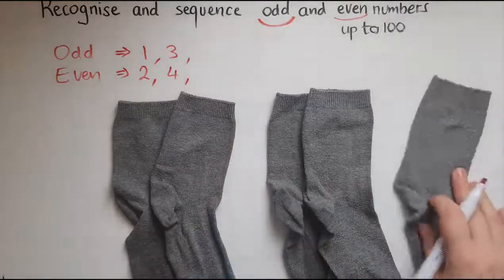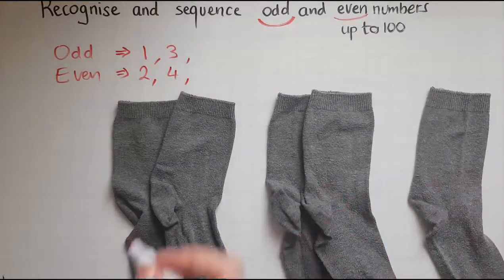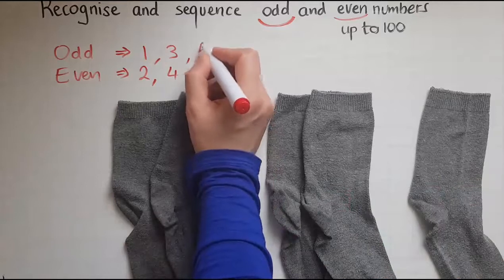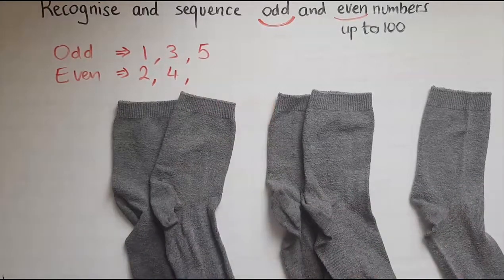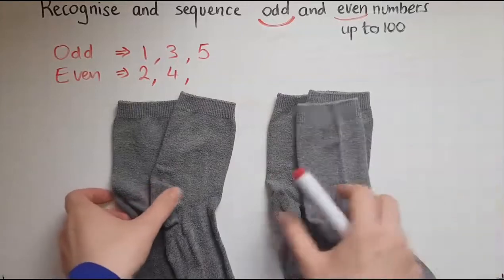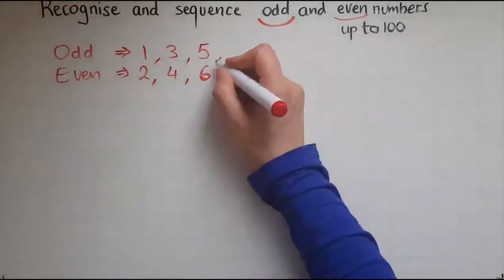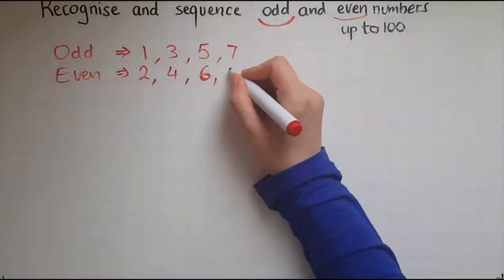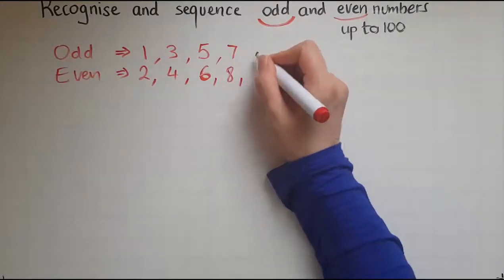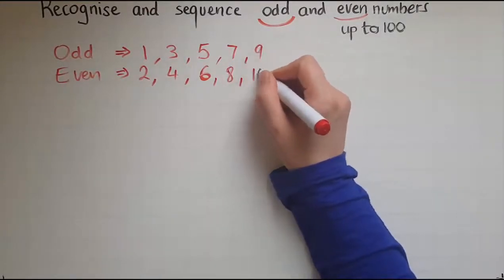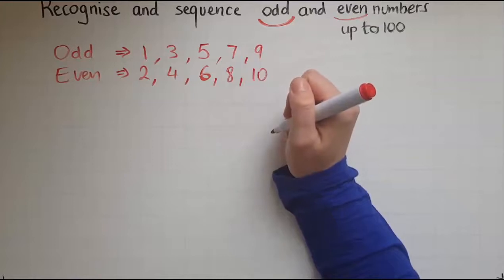And 5 is odd because we have an odd sock in there. Now what would happen with 6? So 6 would be even because we can make 3 pairs. 7 would be odd. 8 would be even. 9 would be odd. 10 would be even.